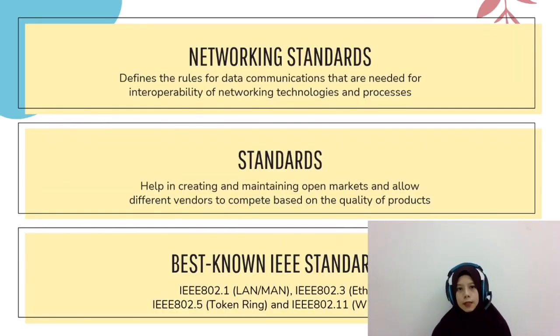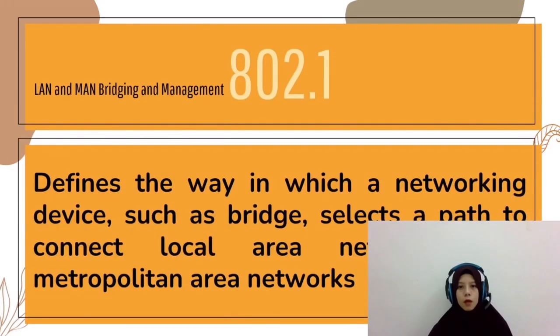Networking standards define the rules for data communications that are needed for interoperability of networking technologies and processes. First is the 802.1, which is the LAN and MAN bridging and management. This standard defines the way in which a networking device such as a bridge selects a path to connect local area networks and metropolitan area networks.